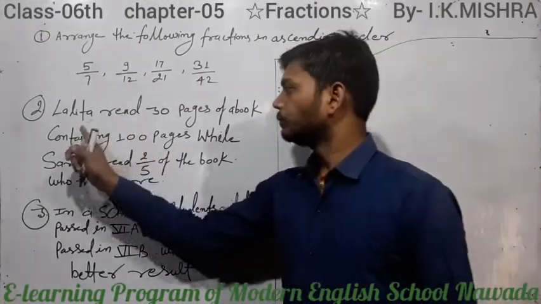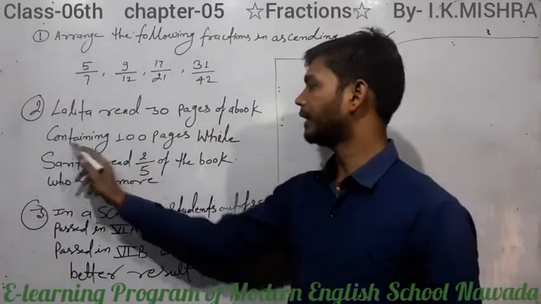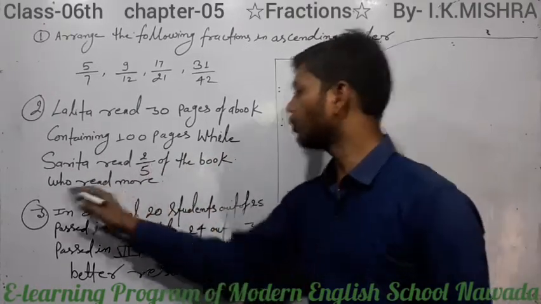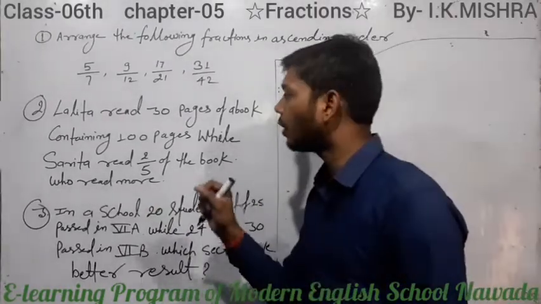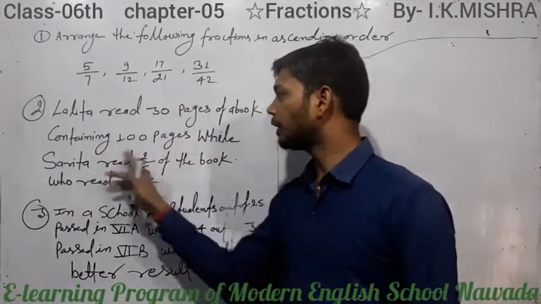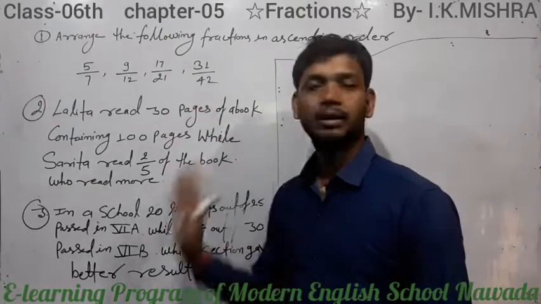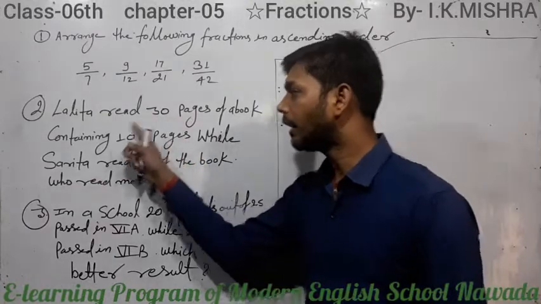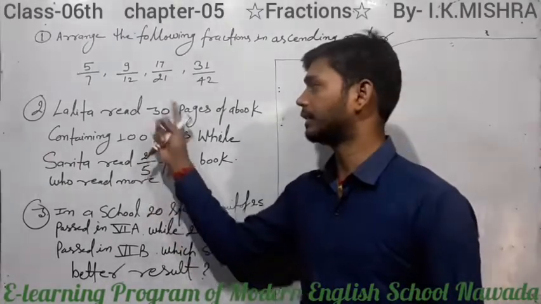In question number 2, Lalita read 30 pages of a book containing 100 pages, while Sarita read 2 by 5 of the book. Who read more? First of all, students, find how much part of the book is read by Lalita. Here total pages is 100 and 30 pages is read by Lalita. So part of Lalita, 30 by 100. Here total part is written in denominator and the part read by Lalita is written in numerator.